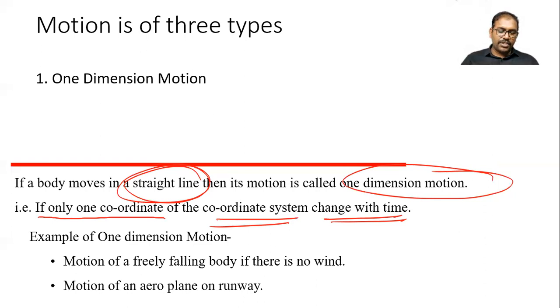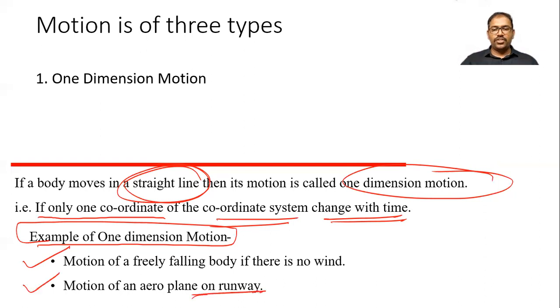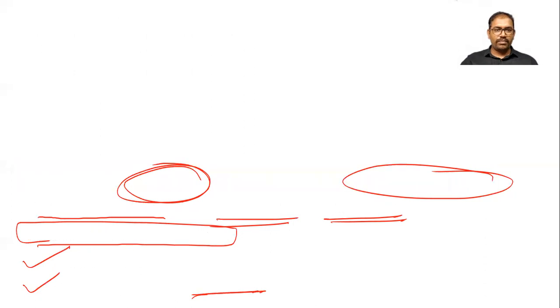Now, examples here. Examples of one-dimensional motions are motion of freely falling body if there is no wind, motion of an aeroplane on runway. So these are straight line motions, so it is coming under the one-dimensional motion.